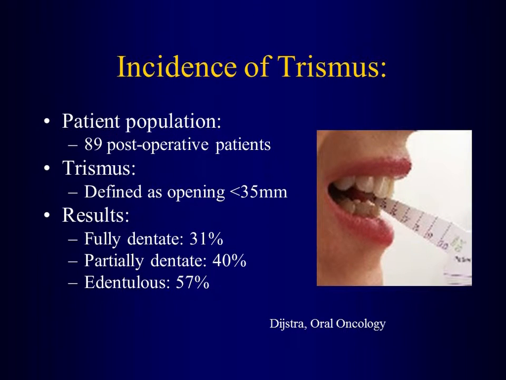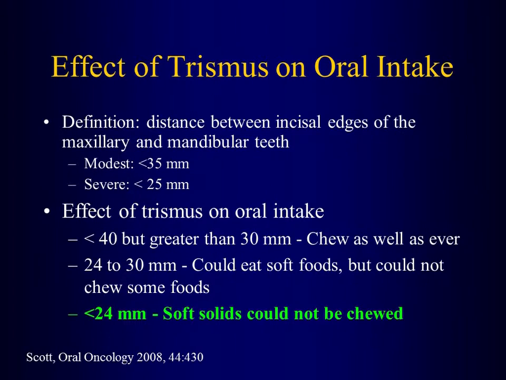When we look at the incidence of trismus, and this is in a post-operative patient population, with trismus defined as less than 35 millimeters, you can see that in the fully dentate patient, the percent is 31%, the partially edentate 40%, and the edentulous patient 57%. What we know is that if trismus gets to the point where the interincisal distance is less than 25 millimeters, patients can't even choose soft solids. So it's incredibly important that we identify trismus early and intervene.